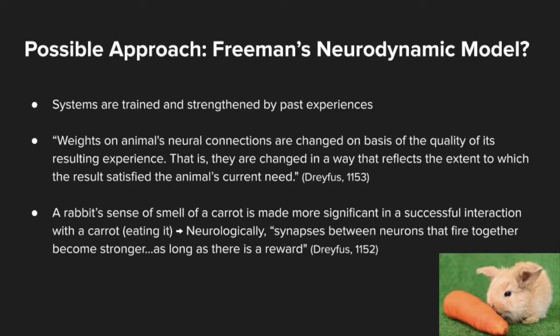He derived these observations from the Hebbian rule that neurologically, synapses between neurons that fire together become stronger as long as there is a reward. This reward of getting to eat the carrot increases the significance of relevant details, like the smell of the carrot, that are identified in the midst of lots of background noise. The issue of binding is not relevant here.